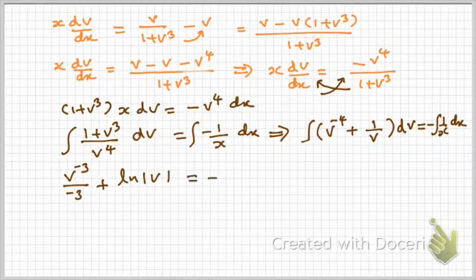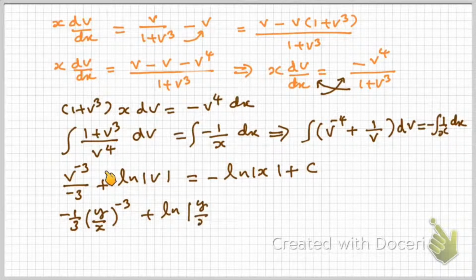So when you try to integrate it, let's say x raised to n becomes x raised to n plus 1 by n plus 1. So v raised to negative 4 becomes v raised to negative 3 when I add 1 to the numerator, divided by negative 3. 1 by v is ln mod v, natural log mod v, is equal to minus ln mod x plus c. And I replace v everywhere by y by x, and that's my answer.